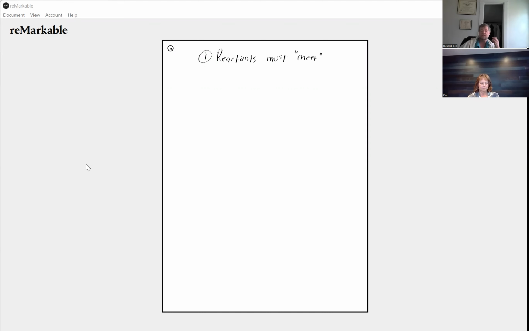Marry me. They have to meet. They have to actually come together. In a reaction with methane and oxygen, yes, you have methane and you have oxygen, but it's not going to react unless the oxygen actually comes in contact with the methane. But not only do they have to meet, they must be in the correct orientation.